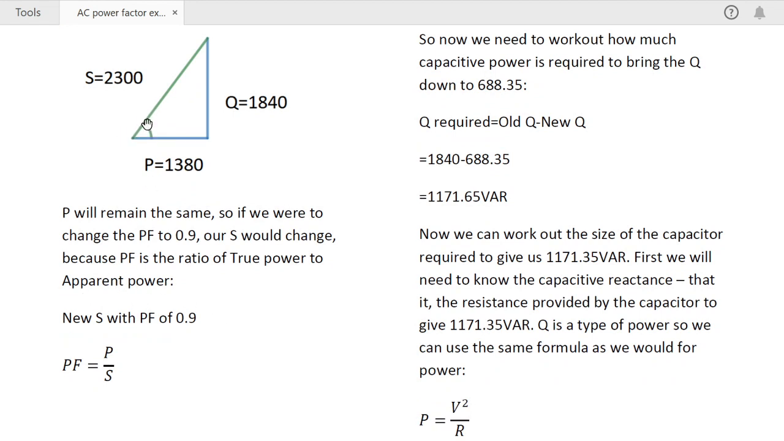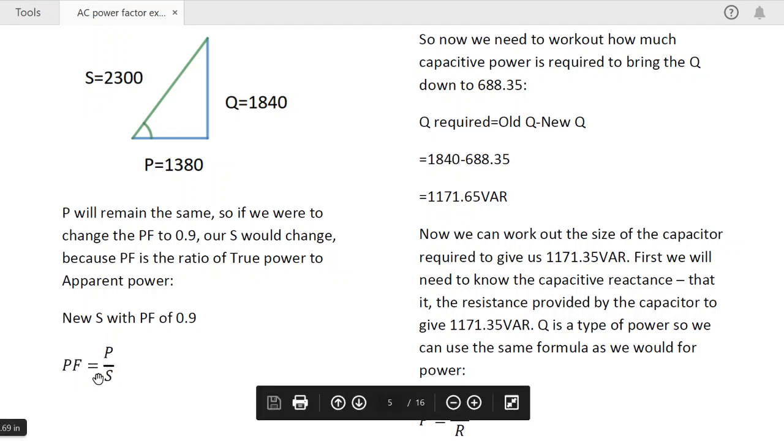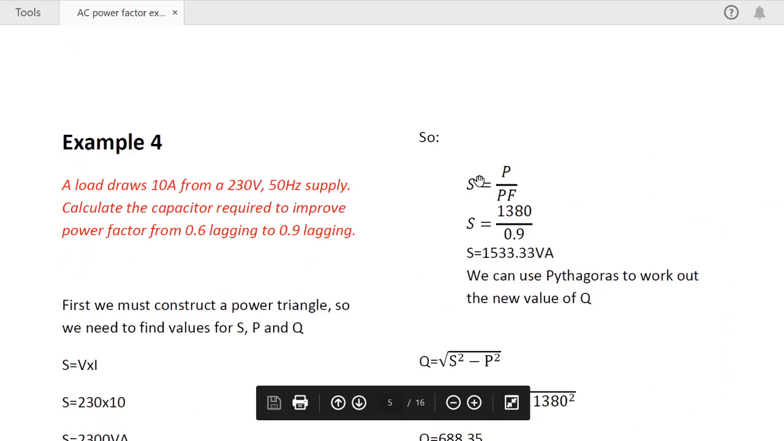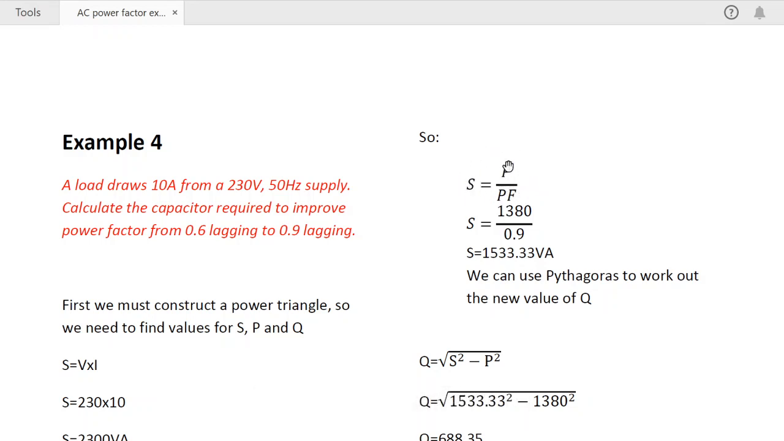So I can then use that to work out what the S is going to be for my new circuit, because the new S with a power factor of 0.9, power factor equals true power divided by apparent power. If I rearrange that formula to make it about apparent power, S equals P, true power, over power factor. And I have those numbers. 1,380 watts is our true power, and 0.9 was our new power factor, which gives me a new value for S of 1,533.33 volt amps.